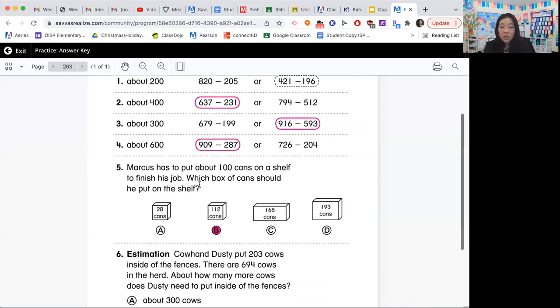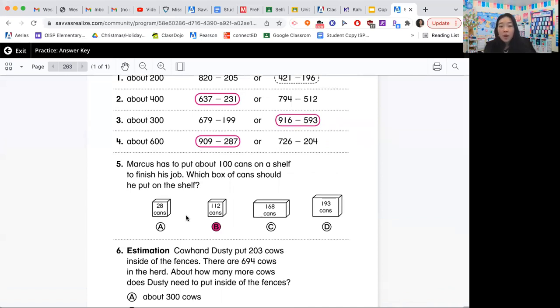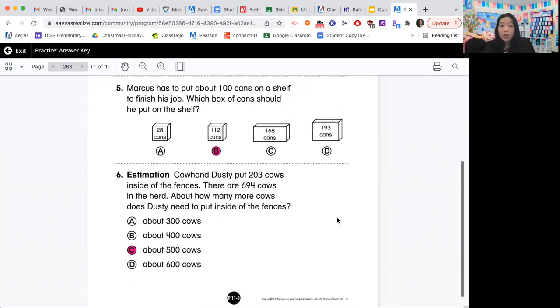Marcus has to put about 100 cans on a shelf to finish his job. Which box of cans should he put on the shelf? 112, because that one is going to be the closest to the number 100. 28 would be closer to 0 than 100. 168 is closer to 200, and 193 is closer to 200.